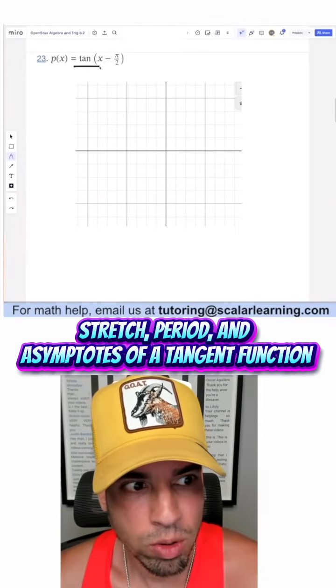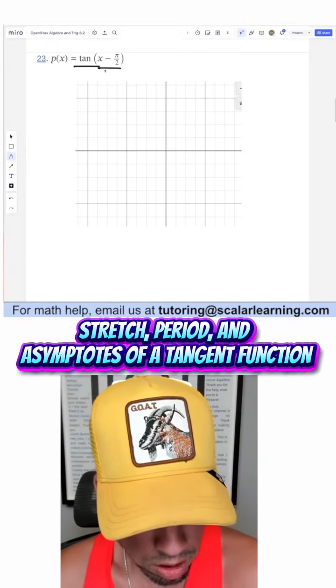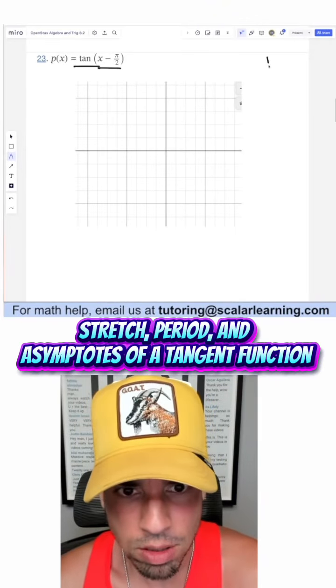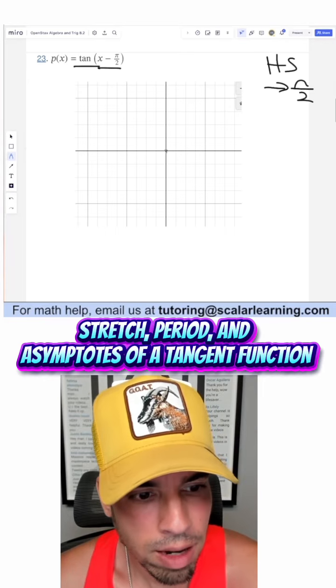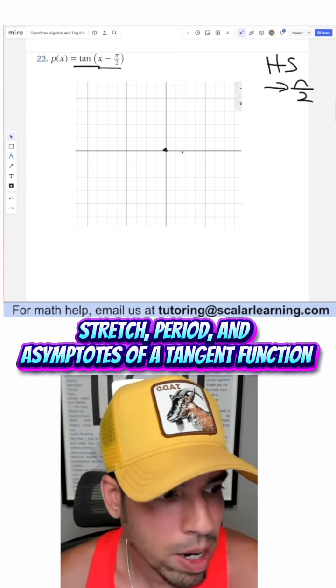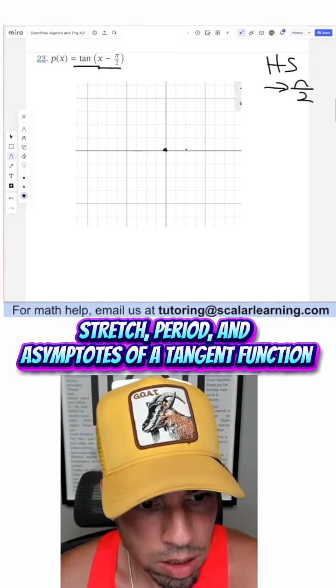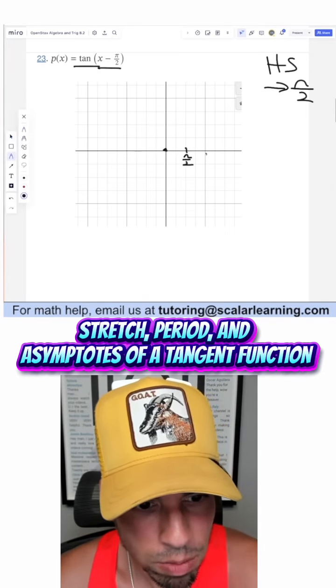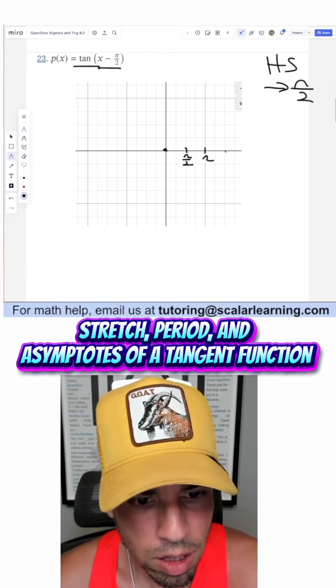This is pretty much a typical tangent function except for a horizontal shift to the right by pi halves. So since we normally have tangent being centered right at the origin, all we're going to do is shift it by pi halves. And by the way, I'm going to call this pi halves. I'm going to call this pi. And if you remember, tangent has a period of pi.